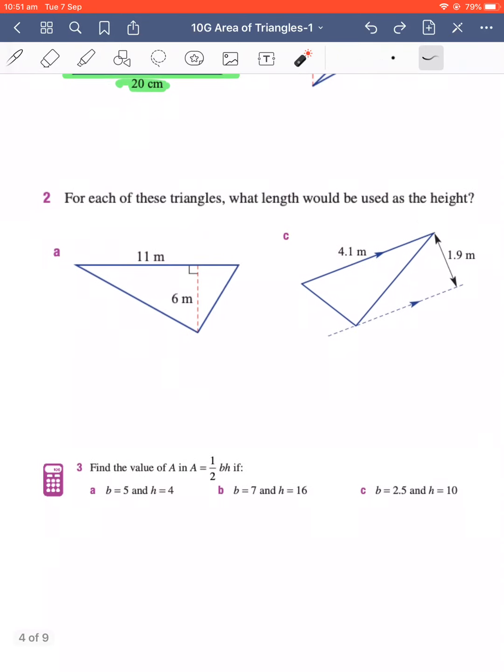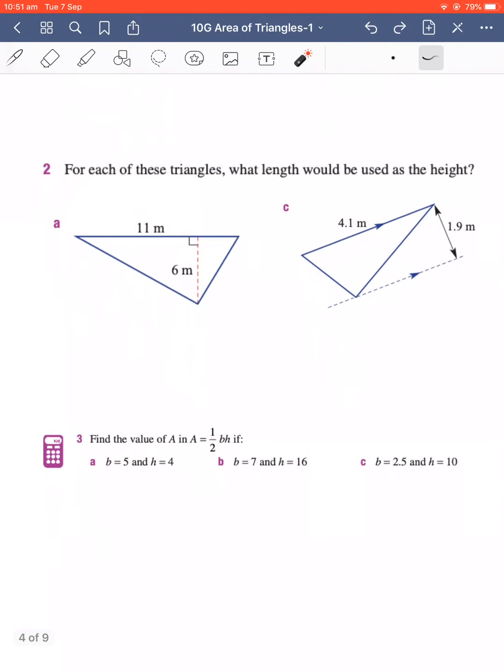Next question, we are now looking at which one is our height. So, our height this time is our perpendicular height, and again, we're looking for that lovely T, and it will be that length off the T, which is perpendicular to the base. So I've got 6 meters for this one, and again, I'm looking for that T. Here's my base, and here I've got my T, so this one here, 1.9 meters, will actually be my height in this case.